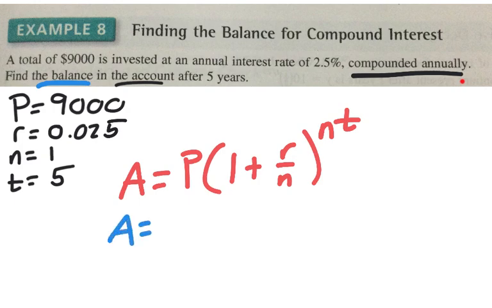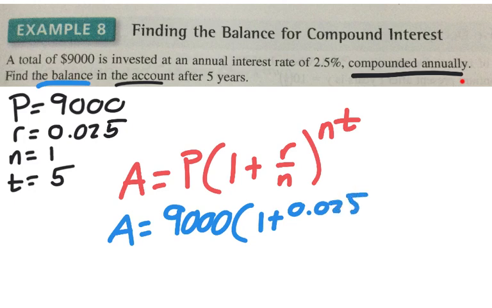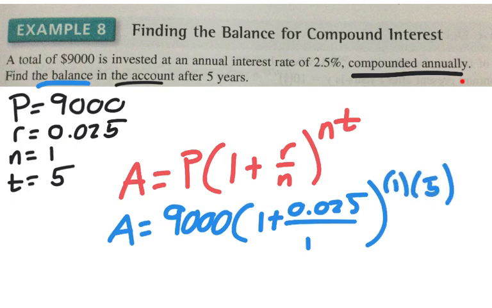So that's good news because A is already isolated. So it's going to be 9,000 times 1 plus R, which is 0.025, over N, which is 1, raised to the N, which is 1, times T, which is 5. And so we want to plug all that into our calculator. So I would recommend you practice doing this now because you may not put the parenthesis where you're supposed to, or you may leave out something.